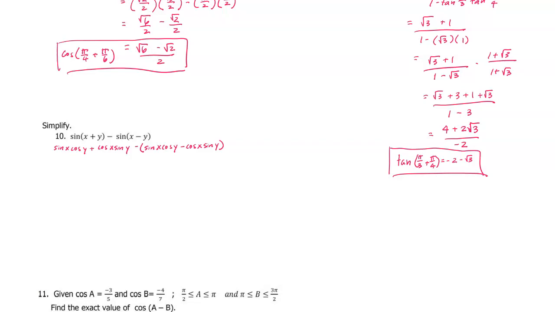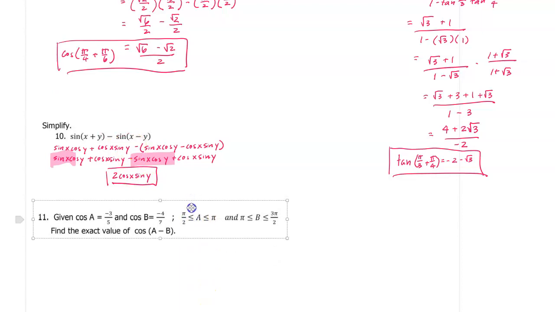Okay, and then distribute: sine of x cosine of y plus cosine of x sine of y minus sine of x cosine of y plus cosine of x sine of y. And you see that those two are going to cancel out. So you just end up having 2 cosine of x sine of y. Okay, it's a fairly easy simplification problem.